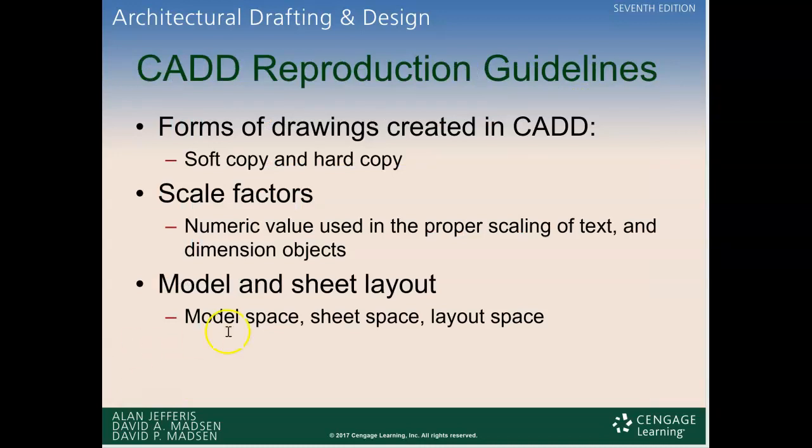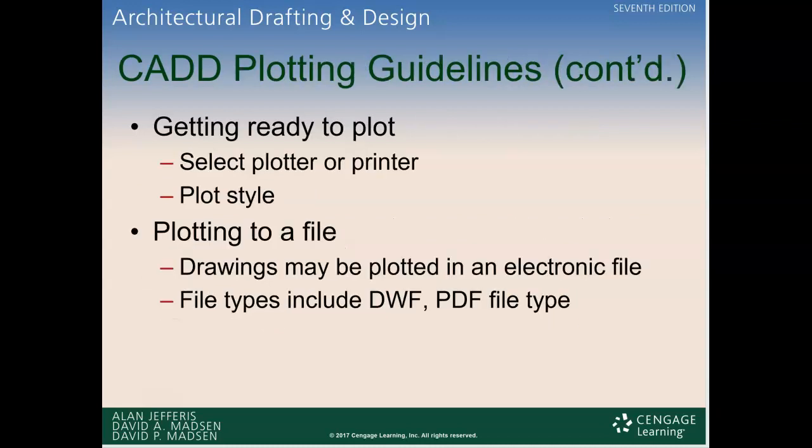You can reproduce things, either soft copy or hard copy. You can scale things up so you can get a better look at things. We also have two places that we work. Model space is the first thing you open up, but you could also create a sheet. The sheet space has outside materials, and layout space, which is beyond the boundary. We'll be plotting. We'll select plotters. This is typically the same thing you do when you're sending a Word document to a printer.